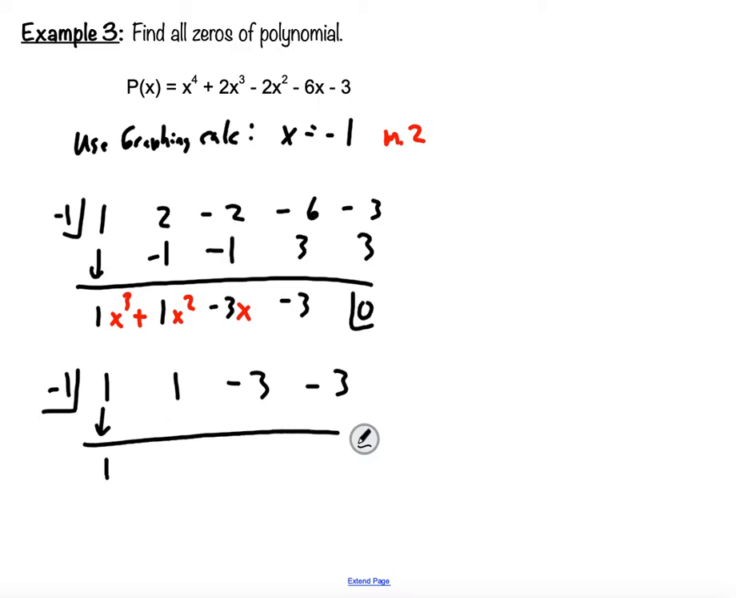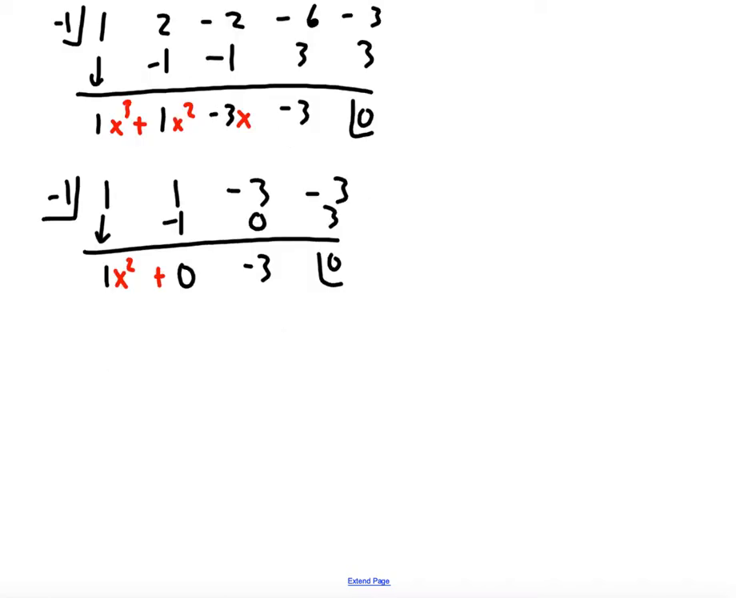Bring down my first term, multiply by what's in the box. Add, multiply by what's in the box. Add, multiply by what's in the box. Add. So now we drop down by a power. Again, it was x to the 3rd, now it's x squared. So I'm down to a quadratic here. Whoops, forgot my x.